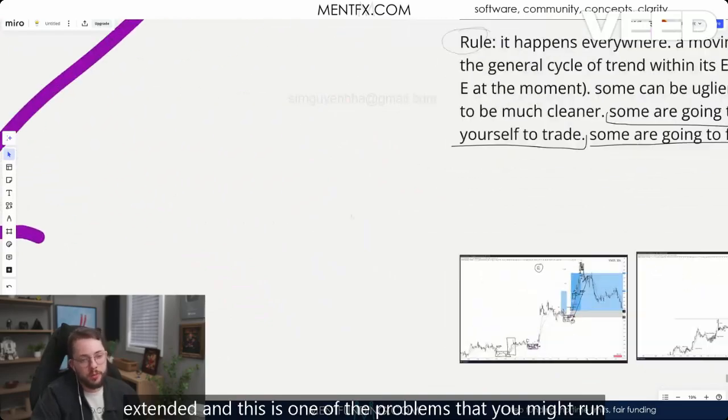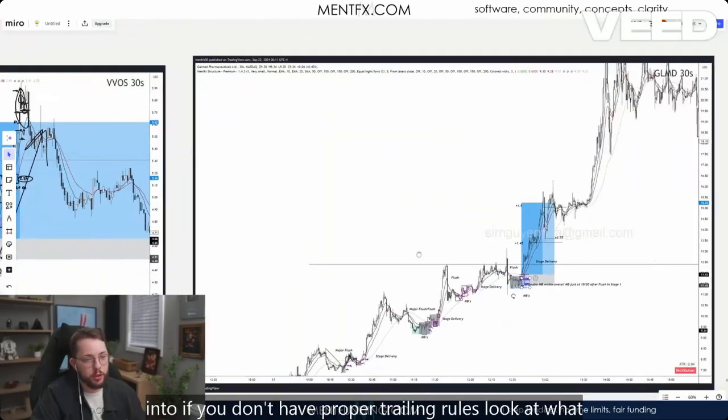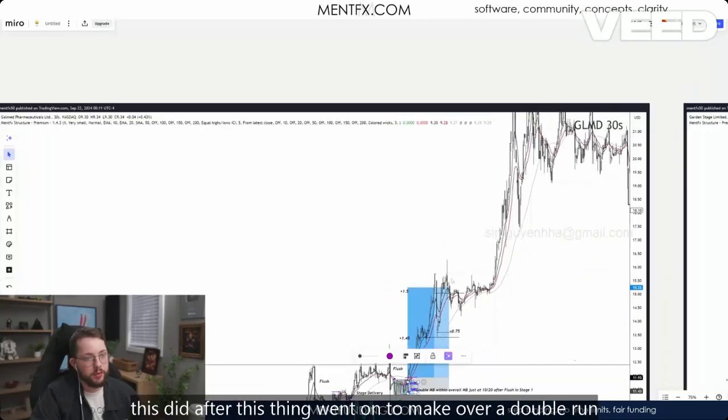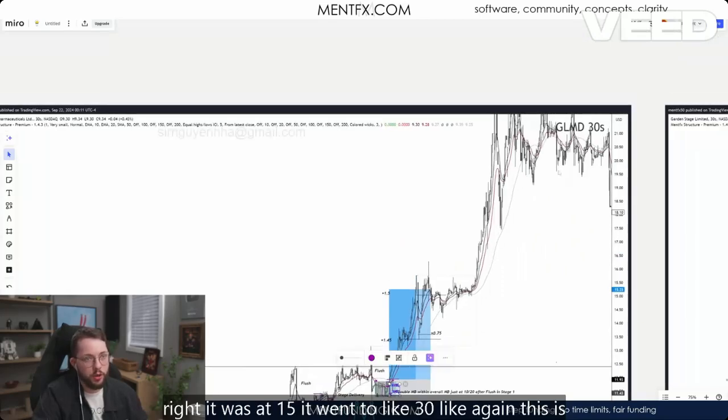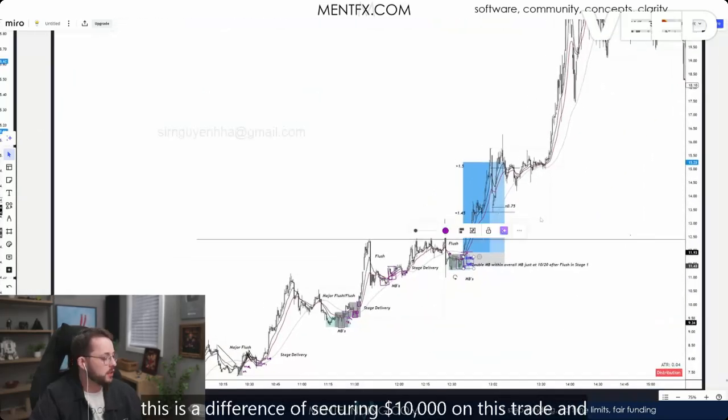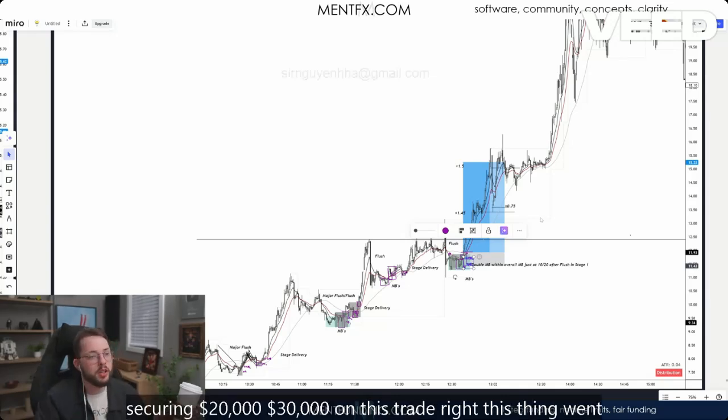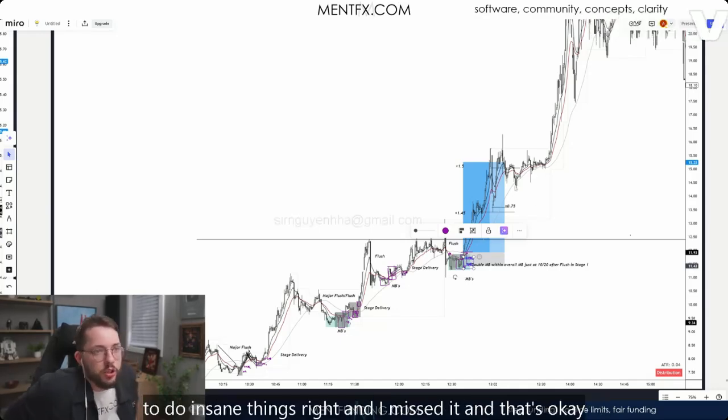And this is one of the problems that you might run into if you don't have proper trailing rules. Look at what this did after. This thing went on to make over a double run, right? It was at 15, it went to like 30. Like, again, this is a difference of securing $10,000 on this trade and securing $20,000, $30,000 on this trade, right? This thing went to do insane things, right?